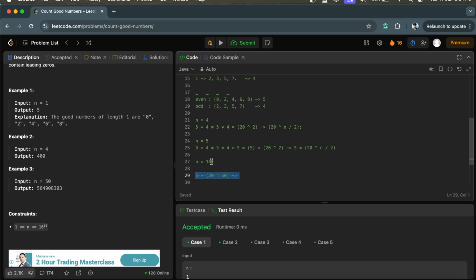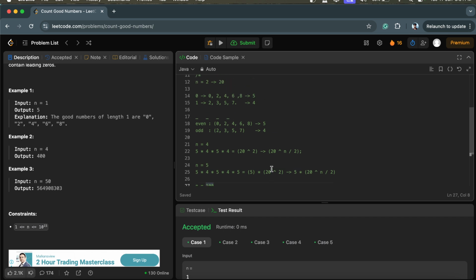If n is equal to 100, this 5 is something we can remove. So based on the number, if it is even, we can simply get 20 to the power of half of this number. If it is odd, 5 into 20 to the power of 50, that is the answer that we have to get.